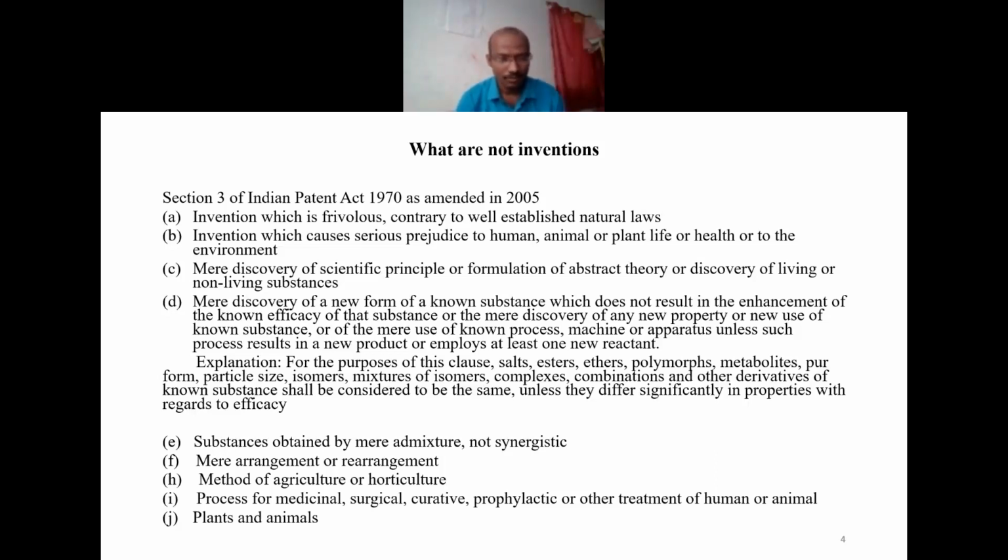Now let us come to the next subsection. Substances obtained by mere admixture are not patentable unless the mixture shows some synergistic effect. The next one is mere arrangement or rearrangement of the different components is not patentable. Method of agriculture or horticulture is not patentable. Process for medical, medicinal, surgical, curative, prophylactic, or other treatment of human or animals. Then plants and animals as such is not patentable.